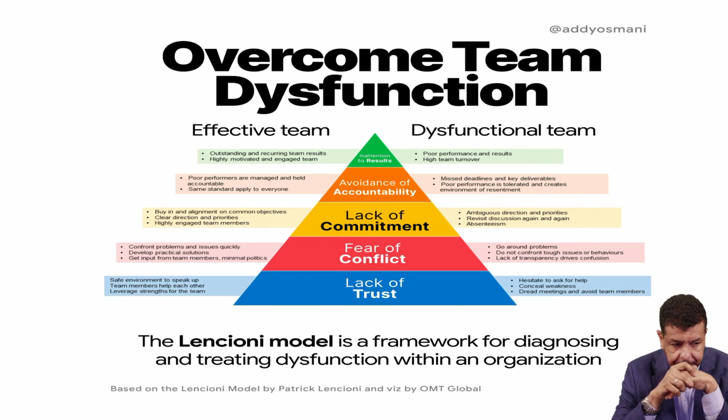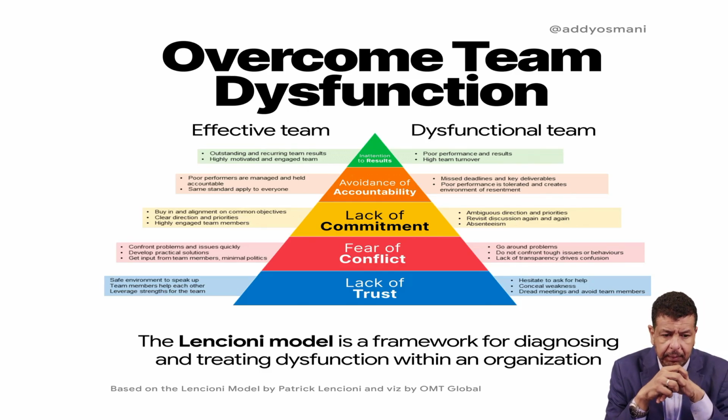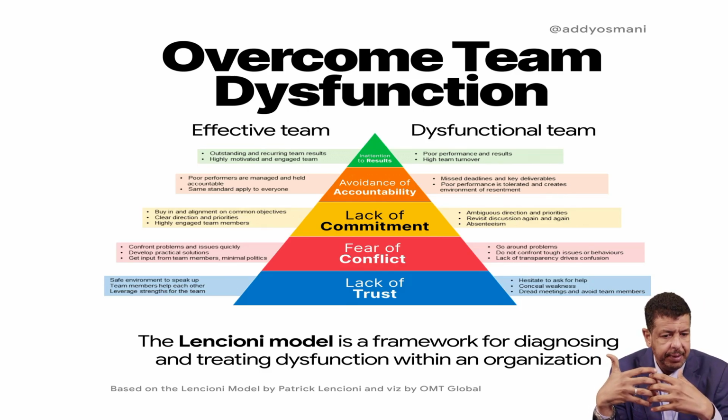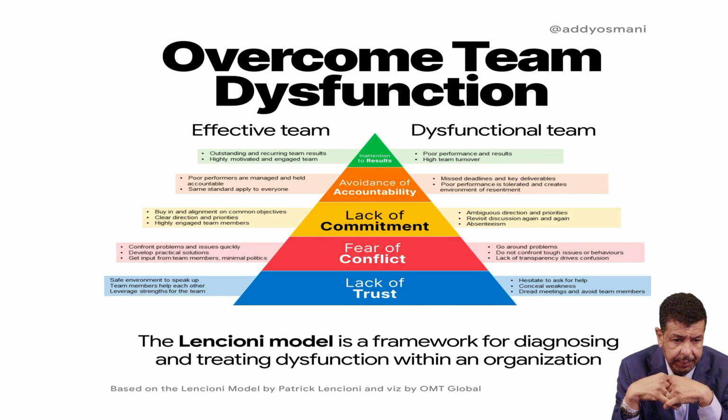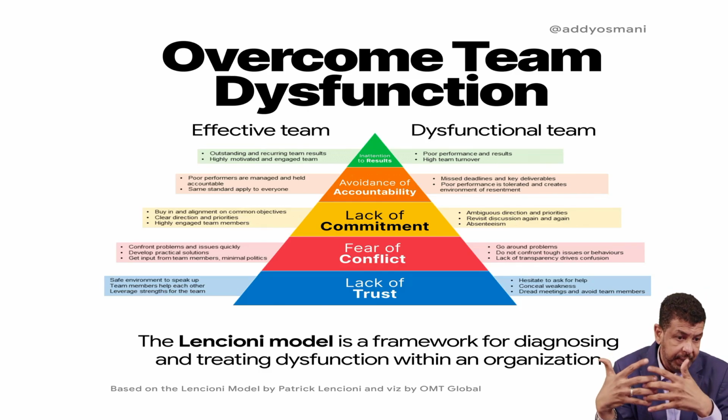As you can see here, for the lack of trust, in an effective team there is a safe environment to speak. Regarding fear of conflict, effective teams confront problems and try to solve them quickly. Regarding lack of commitment, they buy in, with alignment with the common objective, a clear direction to priorities, and high engagement with the team members.